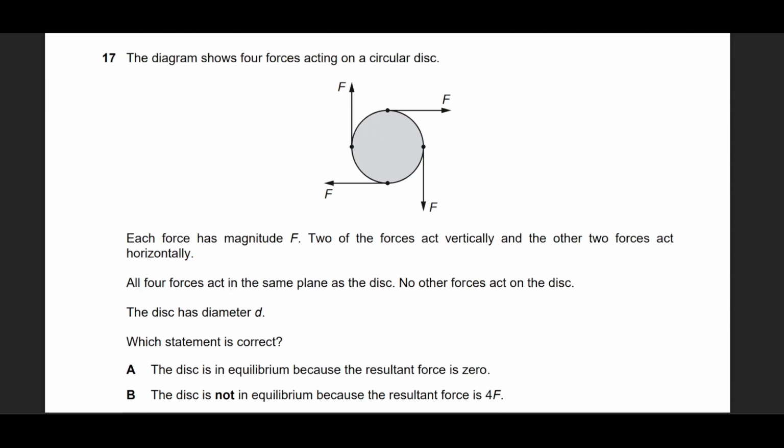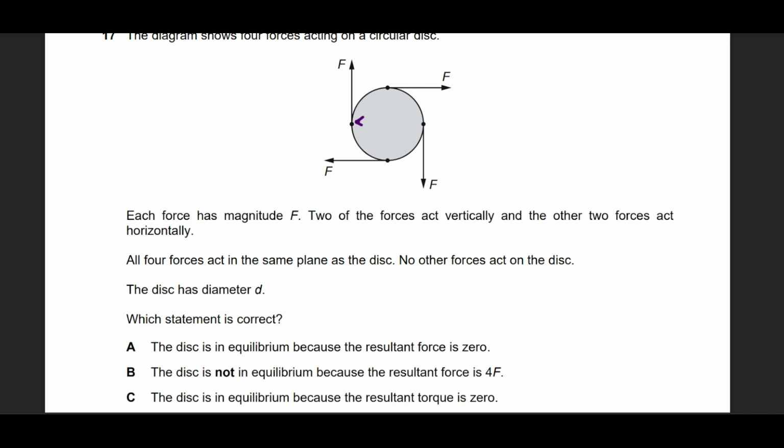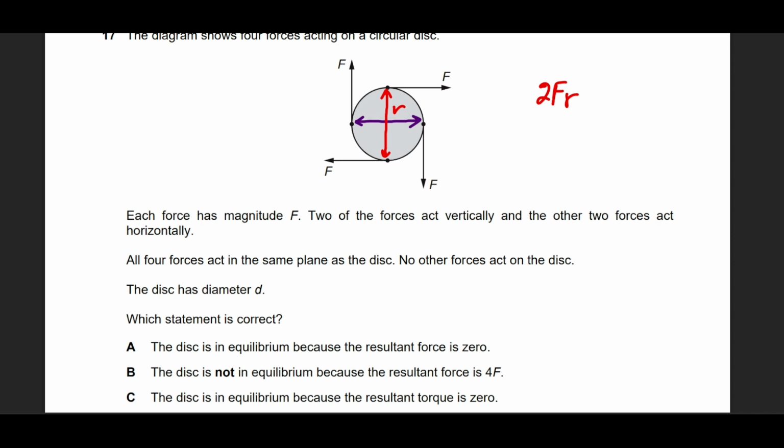Question number 17, again back to the basics. He says there is a circular disk, and I can see that there is going to be some torque because we have forces on opposite sides, right? Anti-parallel to each other with some distance between them. So the red one is 2Fr, let's say if this is the distance r, and the purple one would be again a 2Fr system, right?